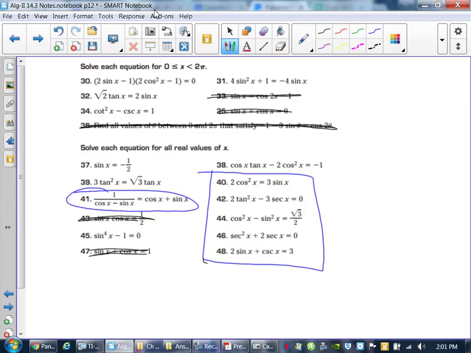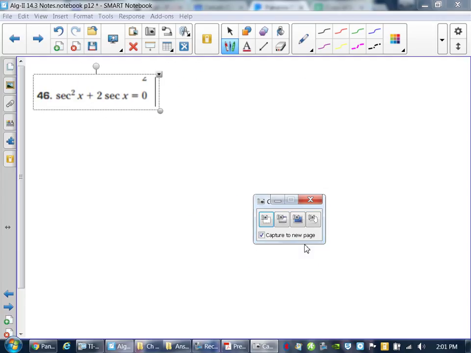What else do you want to look at? Hopworth, what do you got? 46. I did it, but oh yeah, the question was secant equals 0. Yeah, I flip it to say 1. We'll get there.